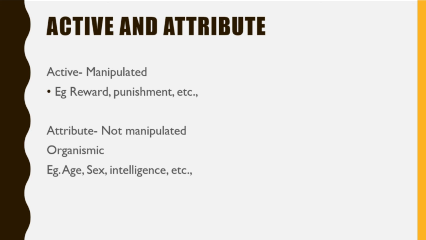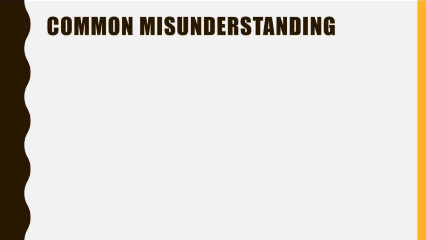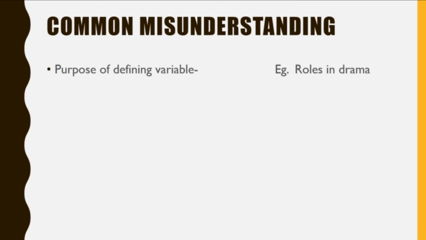Let me wind up by mentioning some common misunderstandings students have, which I usually see in class, in understanding these concepts, the various types of variable. First one: why do we have variables? What is the purpose of all these terms used in research?